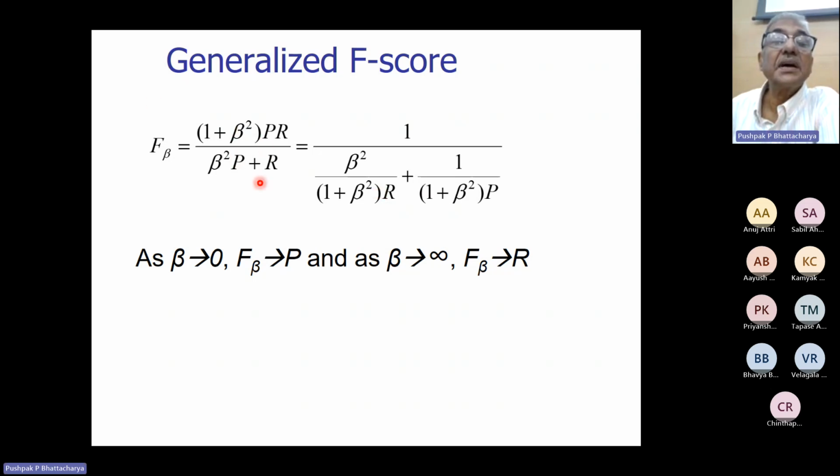Now beta decides who gets how much importance. You can check yourself: as you increase beta, who gets importance, recall or precision? As beta tends to 0, who gets importance, precision or recall? This is called the F beta score, and precision and recall are combined through this. Precision, recall, and F score all have to be computed by you for the data set that we will specify in the lab in implementing the support vector machine.